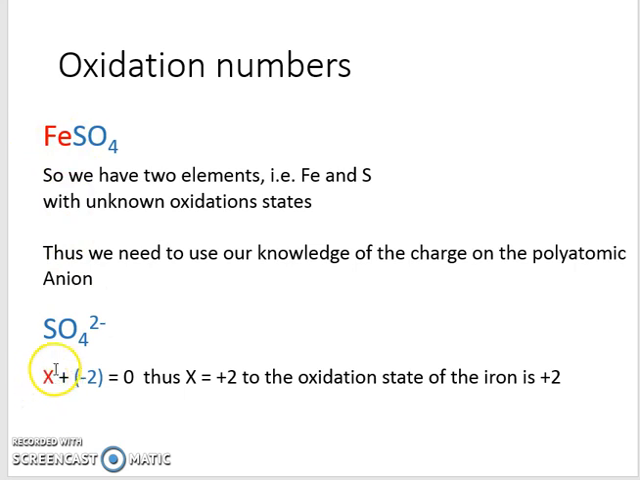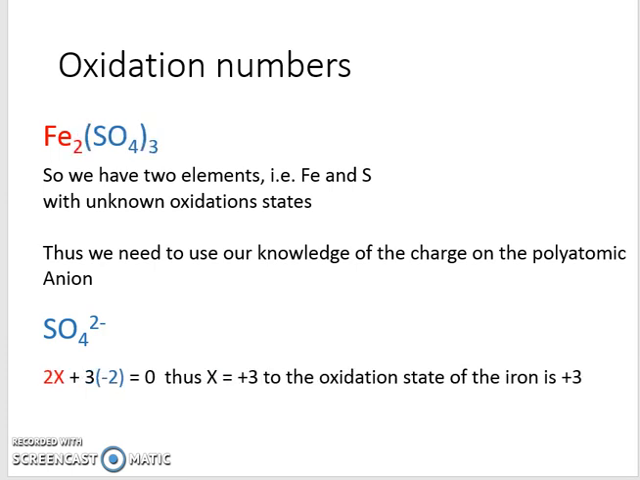The iron is the unknown. We know the sulfate has got a charge of -2, so -2. The iron sulfate is neutral, so that's why it's equal to 0. Now we can solve for X, and the oxidation state of iron is +2. Okay, let's look at another example.